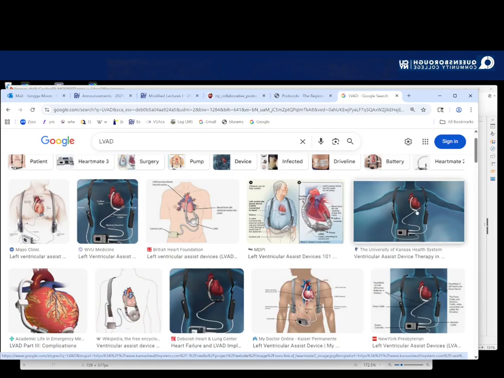So the pump helps push blood from the left ventricle into the aorta so that adequate blood flow and perfusion is provided to the body. Wires come out of the body into a holster for a controller device, plus backup batteries, because this is a propeller, right?